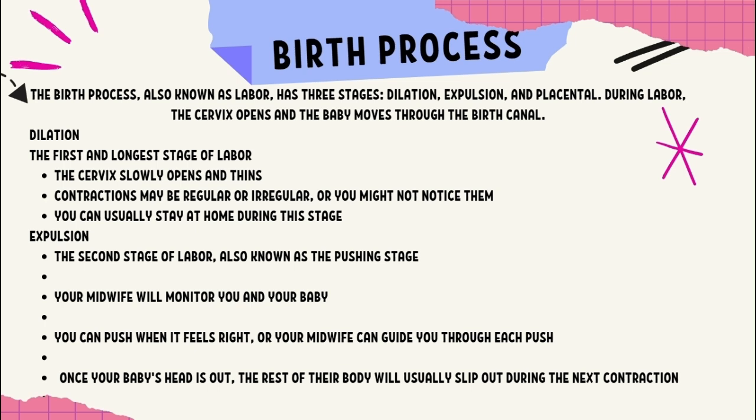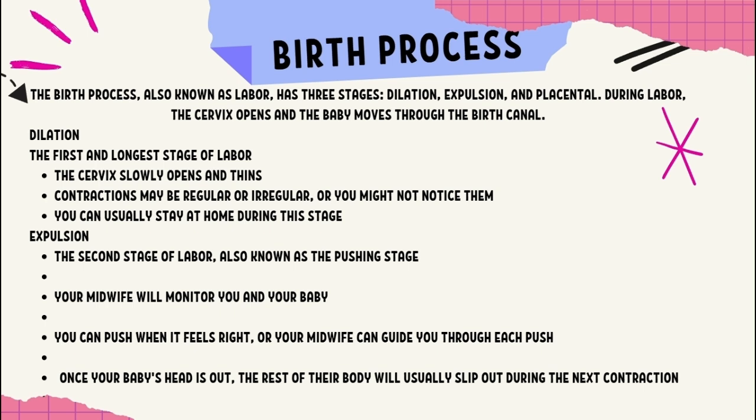So basically you go to the nurse or the midwife, who will monitor you and the baby, and then after they're done setting you up, they will tell you when it's safe to start pushing. Once the baby's head is out, the rest of their body will eventually slip out during the next contraction. So basically, that is the ideal way of giving birth. Usually, they want the head to come out first because it's a lot safer. If the baby sits upside down, sideways, or across here, it will create a lot of problems.